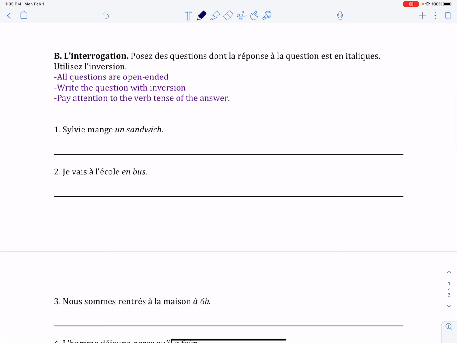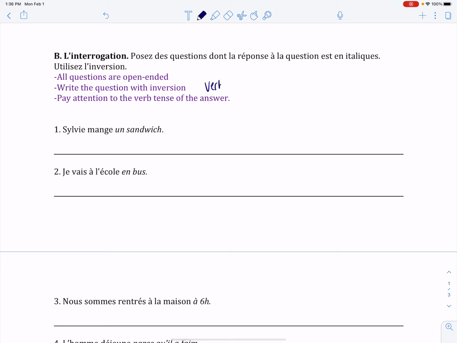For your question section, posez des questions dont la réponse à la question est en italique. Utilisez l'inversion. So what you have are open-ended questions. Remember that your question word is going to replace what's in italics. So the qui, que, comment, pourquoi, où, whichever question word that you're using. Make sure that the one that you pick is the one that makes sense for the answer. And pay attention, write the question with inversion.